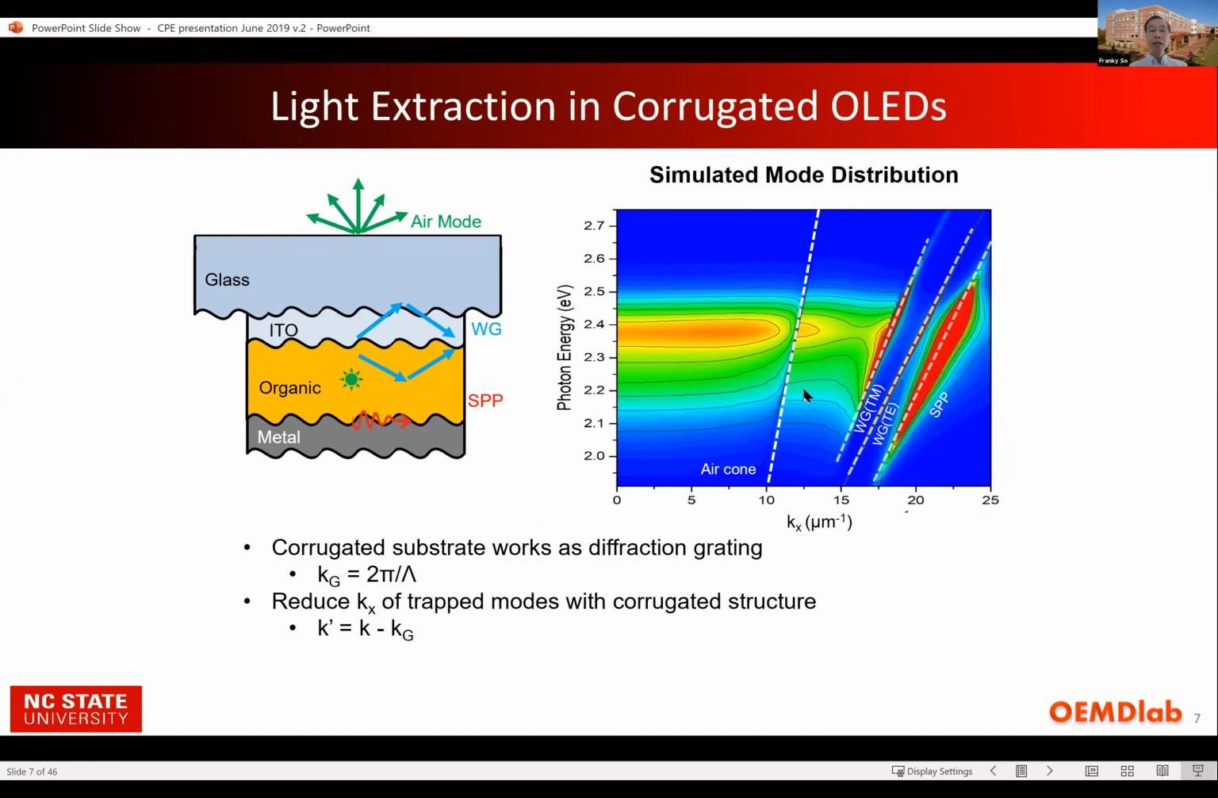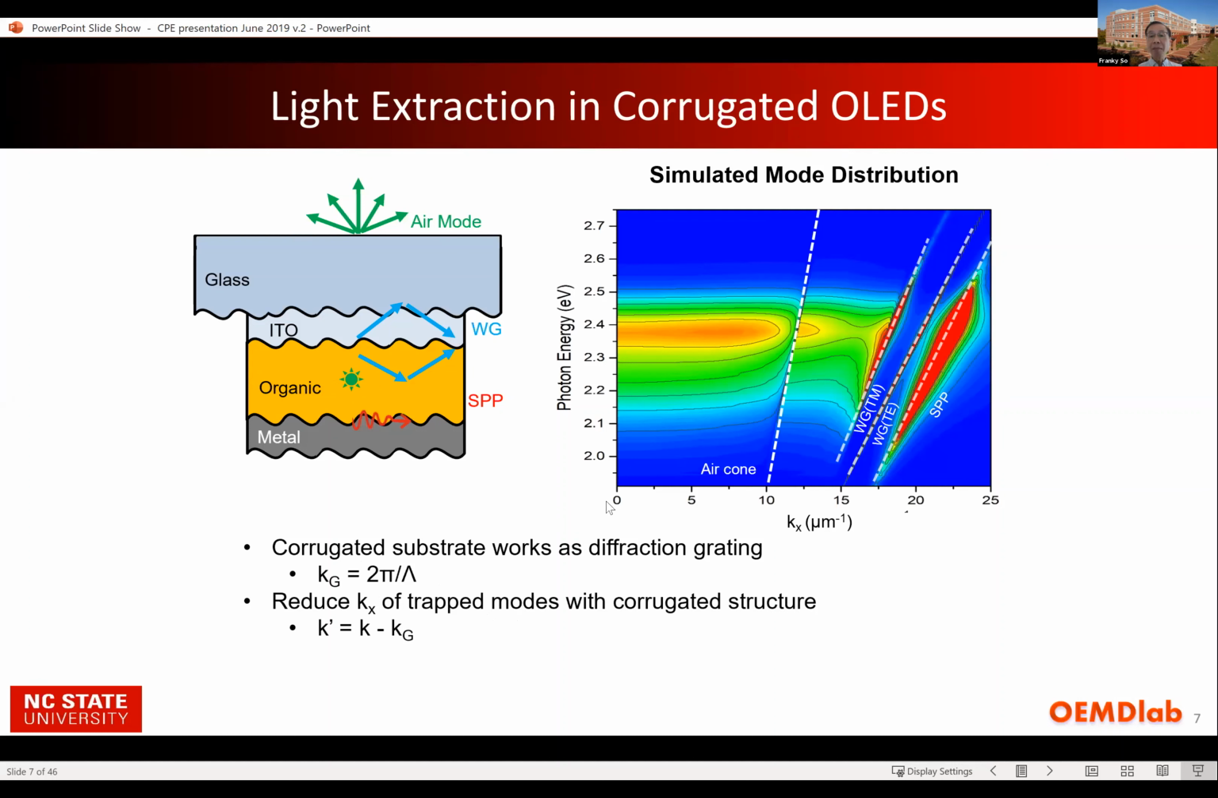So what can we do with this? Like what I described in the first slide, when you make a device on a corrugated substrate, you get diffraction at different interfaces. For example, the waveguide mode is mainly concentrated in the ITO layer, and it will be diffracted from the ITO glass interface. The SPP mode, primarily located at the metal interface, will be diffracted by the corrugated metal interface. With the presence of this grating with a periodicity of capital lambda, it would reduce the actual in-plane wave vector by the magnitude of k_G, where k_G is the in-plane wave vector corresponding to the grating.